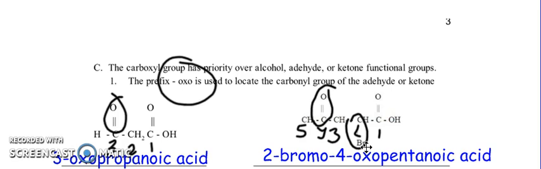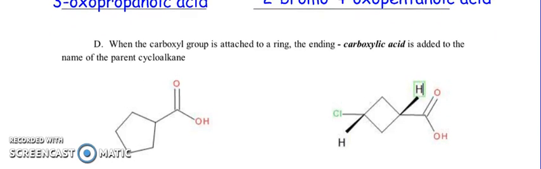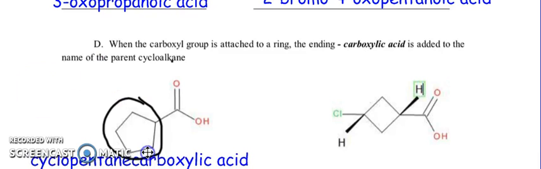Okay, not too bad. So now what? It says when the carboxyl group is added to a ring, a cyclo, the ending carboxylic acid is used to name the parent cycloalkane. So what I do here, let's use this. My parent is this, which is cyclopentane carboxylic acid. That's kind of nifty, isn't it? I hope it's pretty straightforward for you. So cyclopentane carboxylic acid.